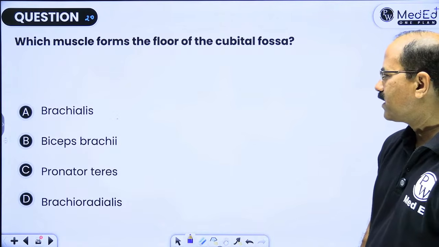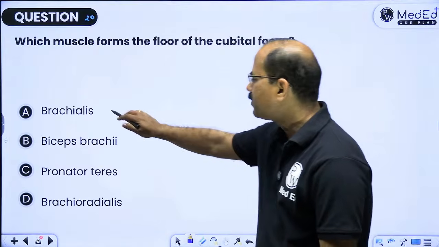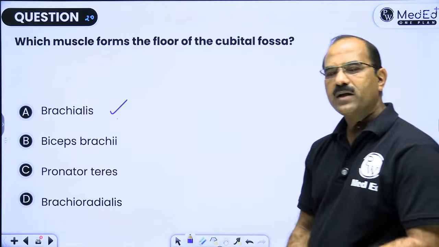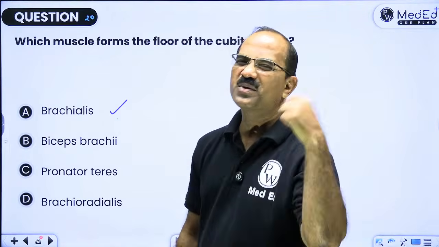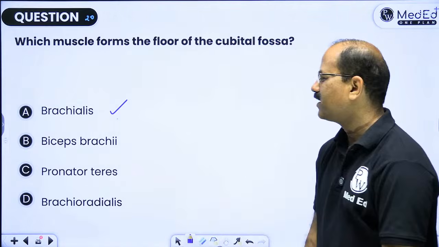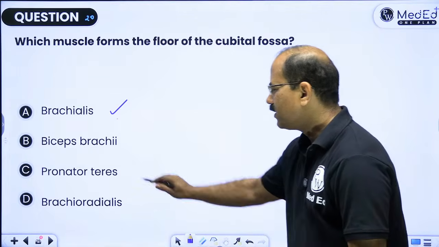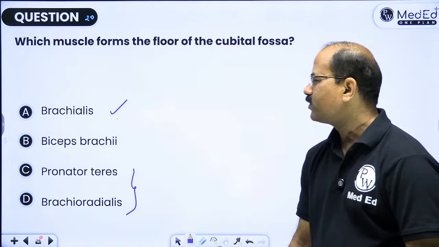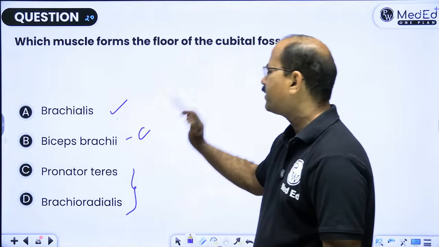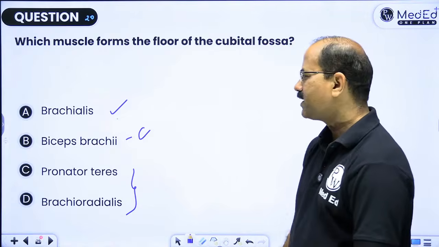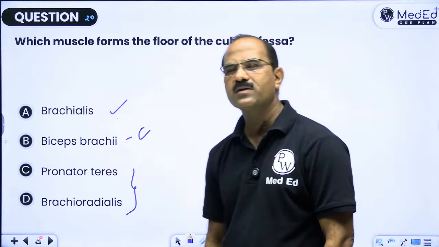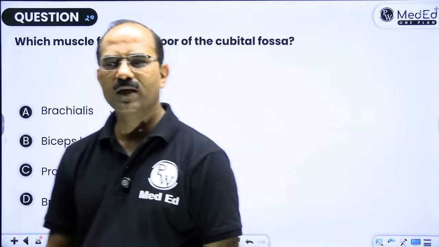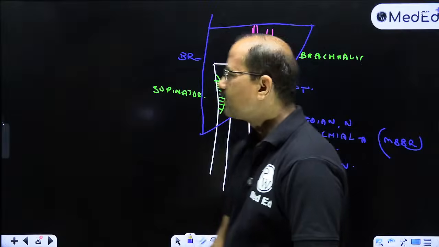तो इसमें आंसर क्या होगा? इसमें आंसर है ब्रेकियालिस. बट देयर आर टू मसल्स विच फॉर्म द फ्लोर ऑफ क्यूबाइटल फोसा. एक है ब्रेकियालिस, दूसरा है सुपाइनेटर. ये दो क्या बनाते हैं? बाउंड्रीज. दिस टू आर गोइंग टू फॉर्म द फ्लोर. दिस फॉर्म्स द कंटेंट ऑफ द क्यूबाइटल फोसा. बाइसेप्स इज द कंटेंट, दिस आर द बाउंड्रीज. ब्रेकियालिस इज द फ्लोर. ठीक है, ओके.